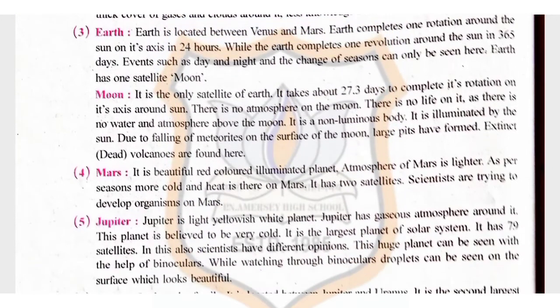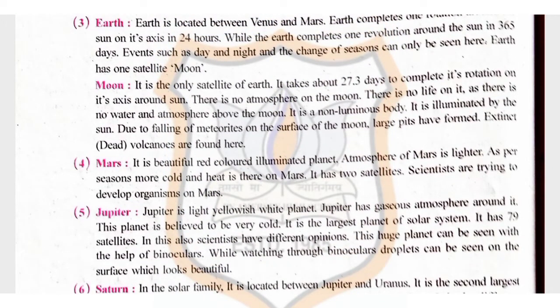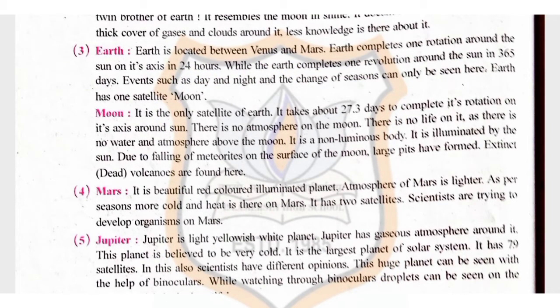Next is Earth. Earth is located between Venus and Mars. Earth completes one rotation on its axis in 24 hours, while it completes one revolution around the Sun in 365 days. Events such as day and night and the change of seasons can only be seen here. Earth has one satellite, the Moon.